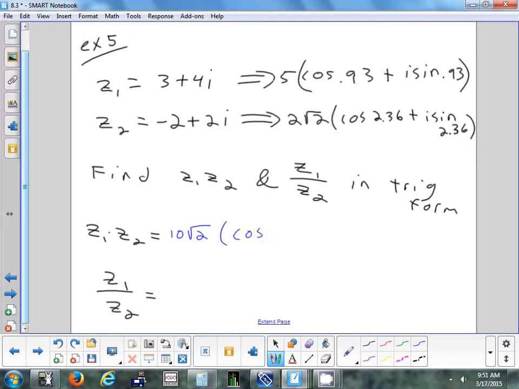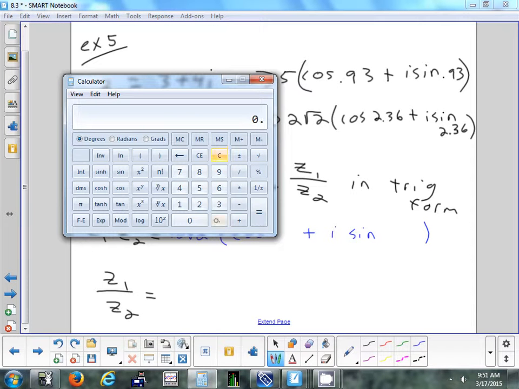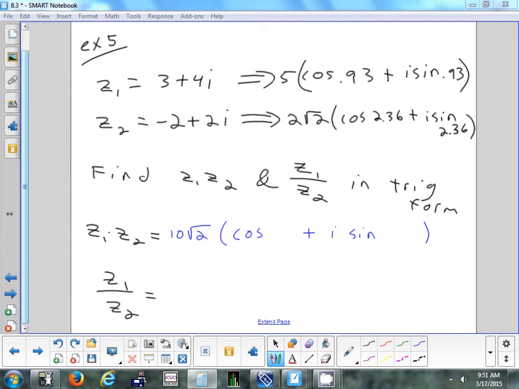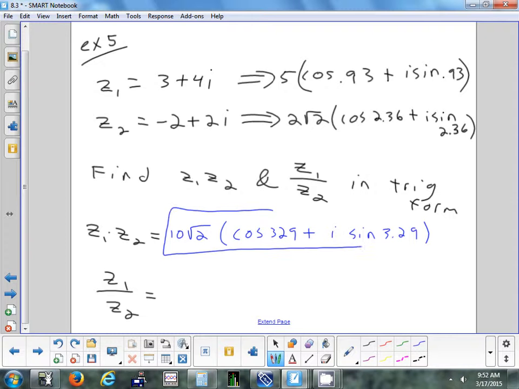And now I need cosine of my angle plus i sine of my angle. How do you get your angle when you're multiplying? What do you do with the two that you had? Marina? You add them. 0.93 plus 2.36. So it's 3.29. And that's the same angle for both. And that's it. That's the whole answer when you multiply two complex numbers using trig form. Just multiply your radii, add your angles.